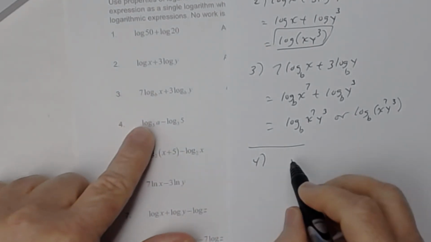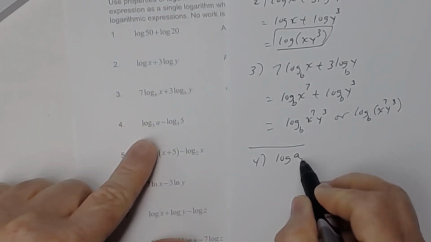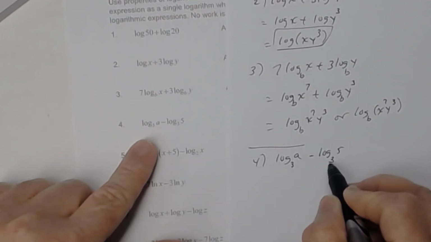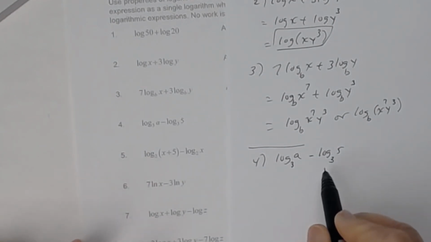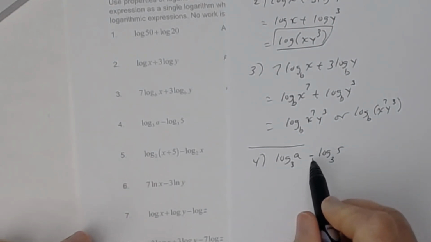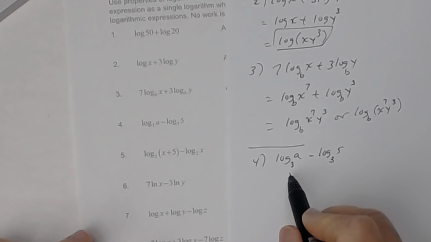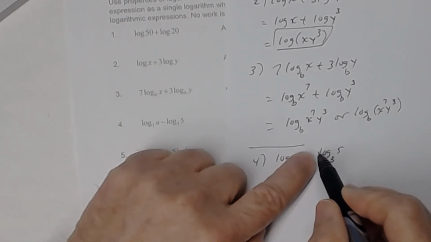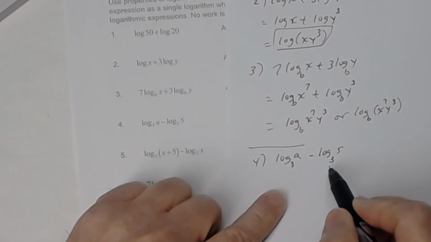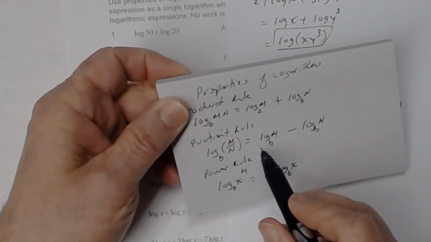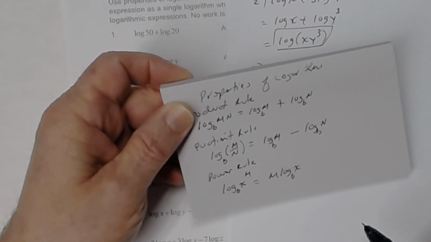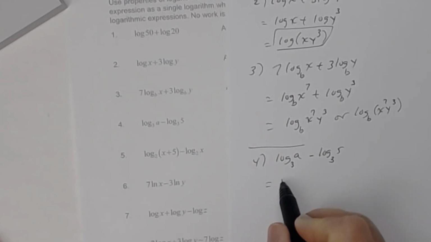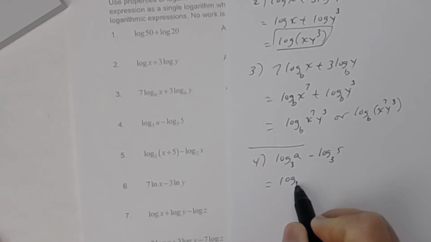Number 4, we have the log of a base 3 minus the log of 5 base 3. Now notice the base is the same, and this is the difference of 2 logs with the same base. And notice this coefficient is a 1, and I'm subtracting, and this coefficient is a 1 right here. So right away, I can go directly to the quotient rule. There's nothing else I need to do. So I'm going to write this as a single logarithm. Don't forget, though, the base is 3.